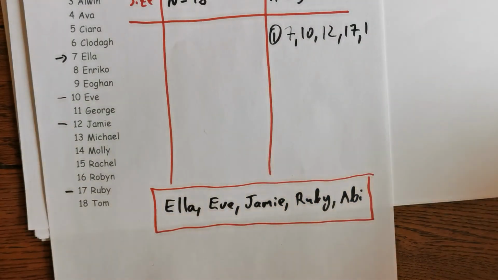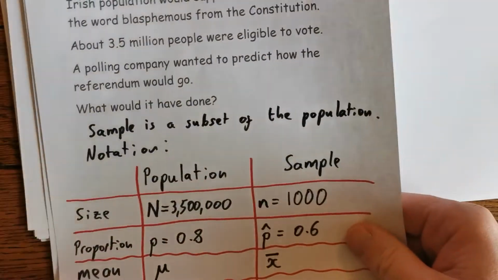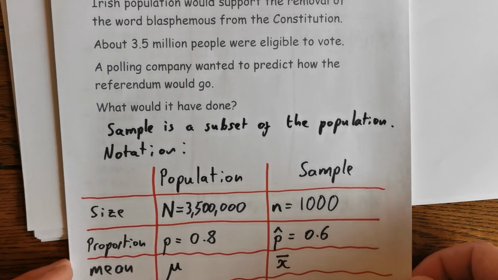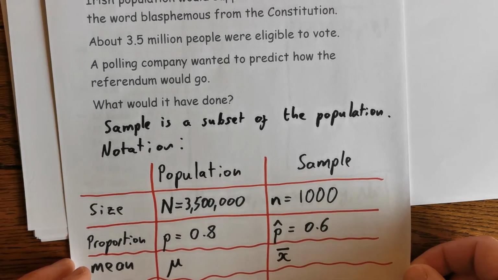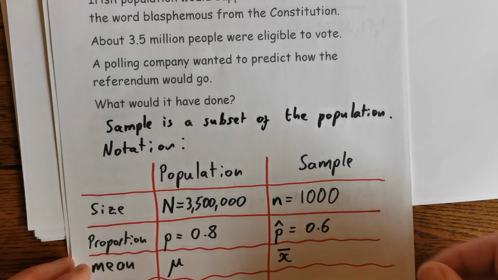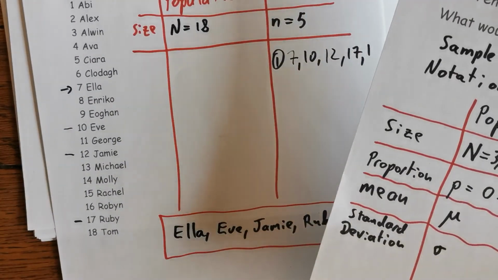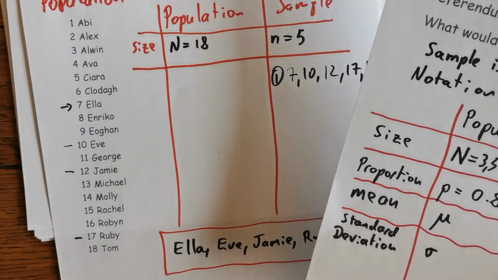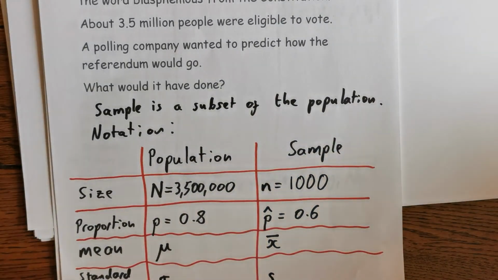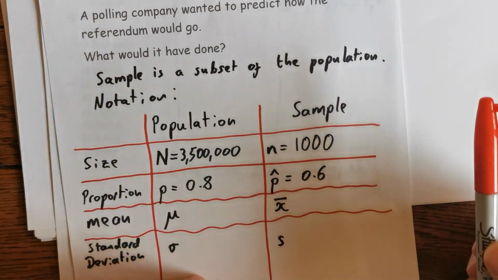Okay, so a couple of important details. Remember, why do we sample? We sample to save time, and we sample to save money. It's quicker and it costs less to take a sample rather than going around everyone in the 3.5 million. In my case, I reduced 3.5 million to 18 just for practical teaching purposes. A sample is a subset of the population. A sample containing the whole population is called a census.